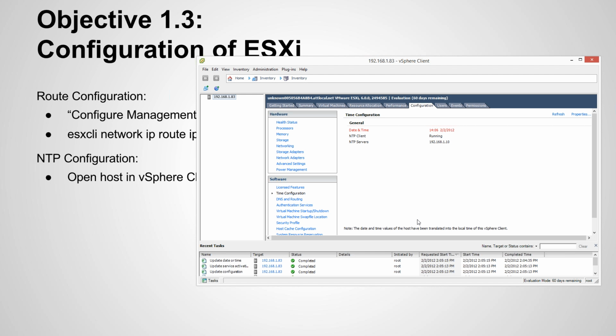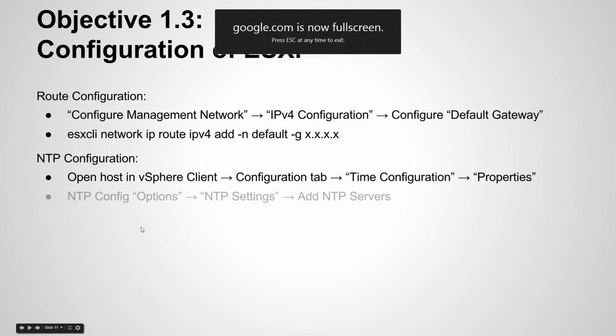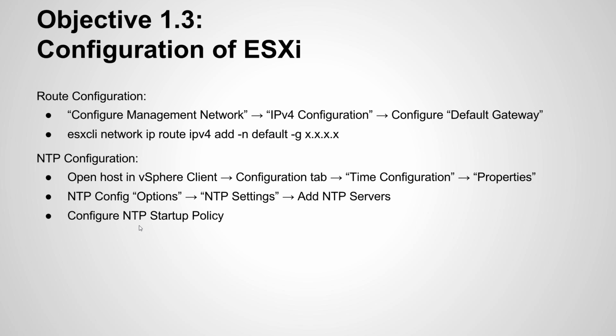So NTP-wise, there's some other options. You can do it through VI config. Not something that I've done myself. I'm a big ESX CLI guy, big PowerCLI guy. You can go through and modify your, what is it, Add-VMHostNtpServer. You can add servers that way, and then you can modify your processes to start, stop, and configure the process through, I believe it's Get-VMHostService.